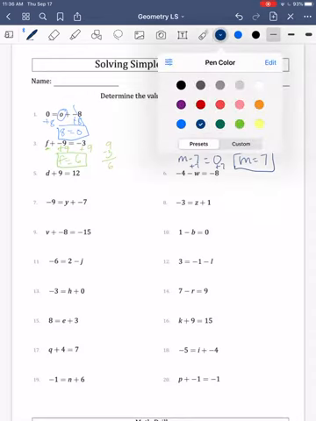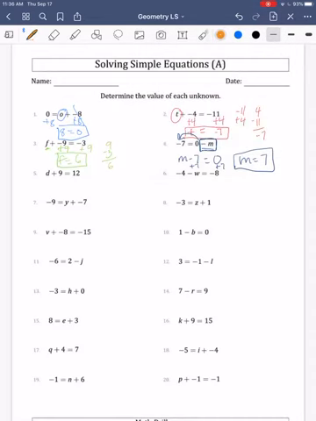All right, let's look at the next one over here. Number 5 says d plus 9 equals 12. So we're going to subtract the 9 from both sides. That cancels out, and then I have d equals 12 minus 9, which is 3.